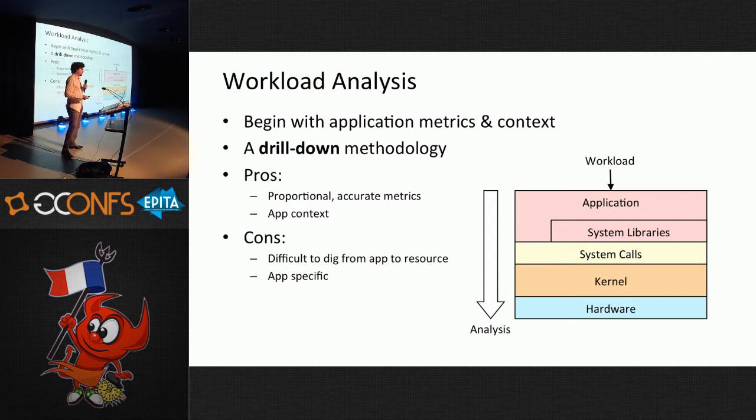It's useful because when you do this methodology, you're beginning with the application context. So you may begin with, this is the request that makes customers unhappy. It has high latency. And then as you drill down, you can provide system metrics in the context of that application request. It can be difficult to dig from application to resource layer.